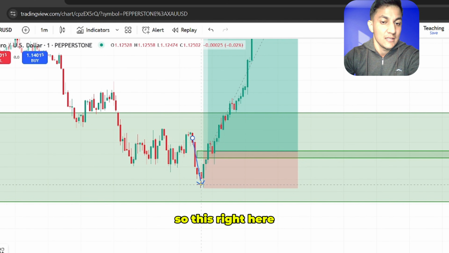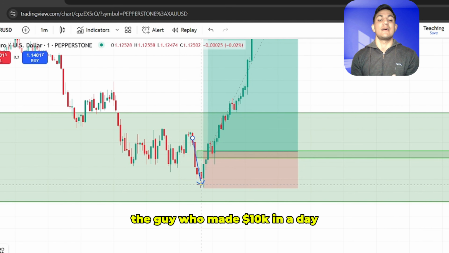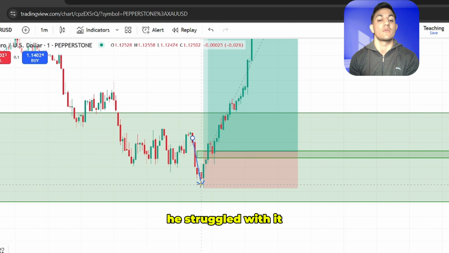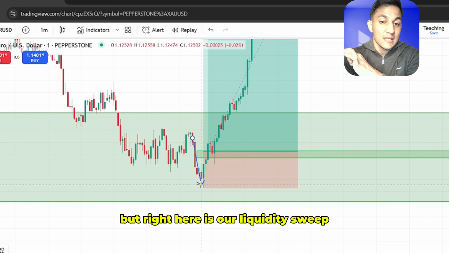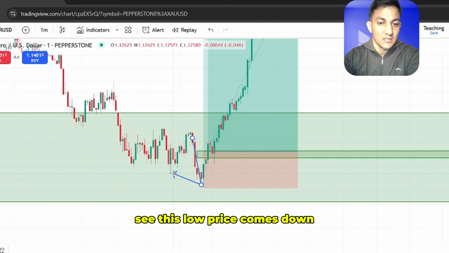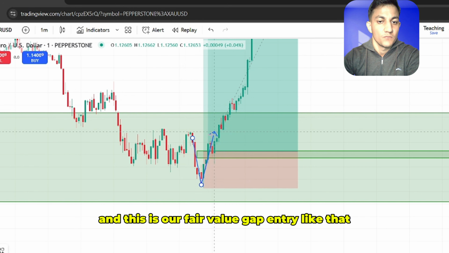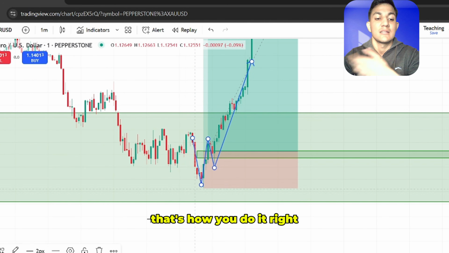So this right here, and don't worry if you don't know this, because you do not need this to make money. The guy who made 10K in a day did not use liquidity sweeps at all. He struggled with it, but this model is what made him profitable. But right here is our liquidity sweep. See this low, price comes down, takes out the low, and starts to move off. And this is our fair value gap entry, like that. So for those who are wondering, hey, how do I add liquidity sweeps to it to add to the probability? That's how you do it.